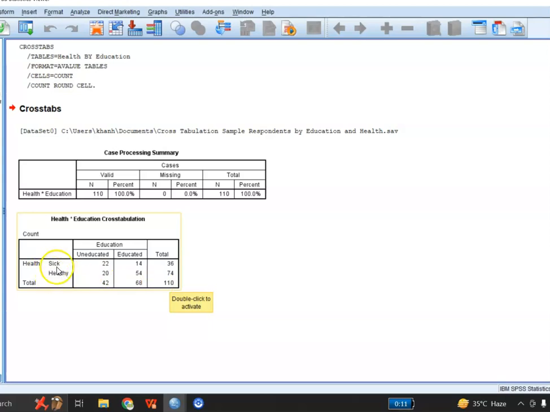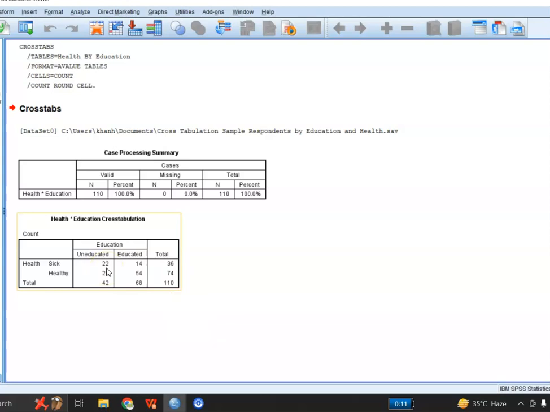Row wise, we measure health. The total number of sick respondents is 36, and the total number of healthy respondents is 74, and their sum is also equal to 110. So this is a cross tab or a two-way tabulation of two categorical variables. In education we have uneducated and educated, and in the health variable we have sick and healthy. So this is cross tab or two-way tabulation of two categorical variables.